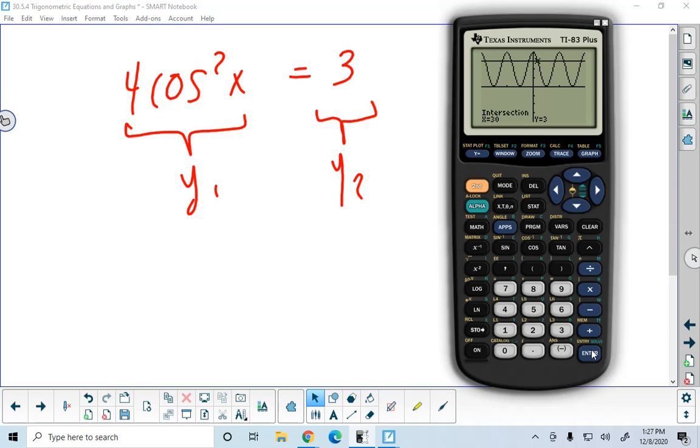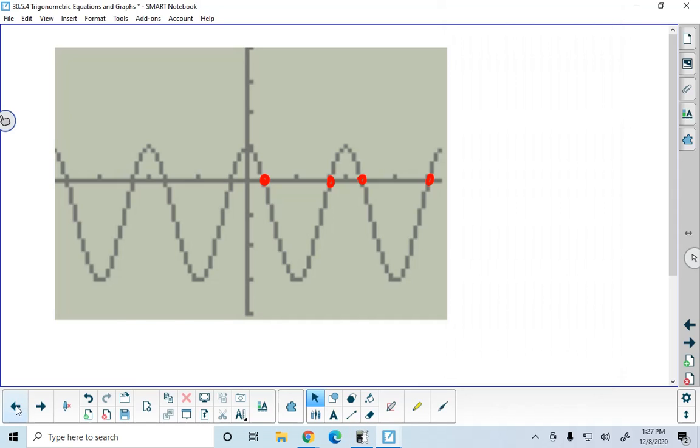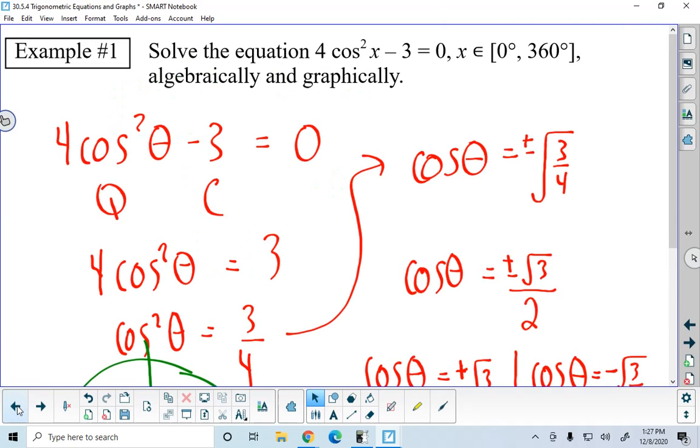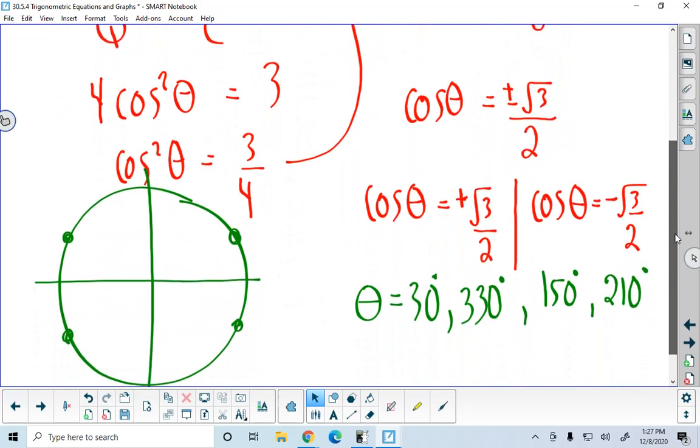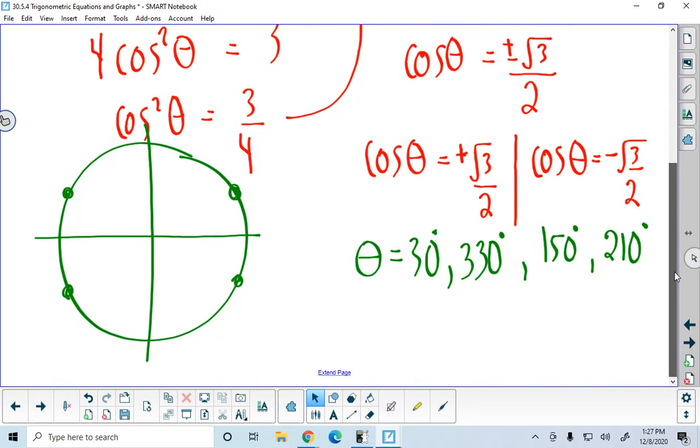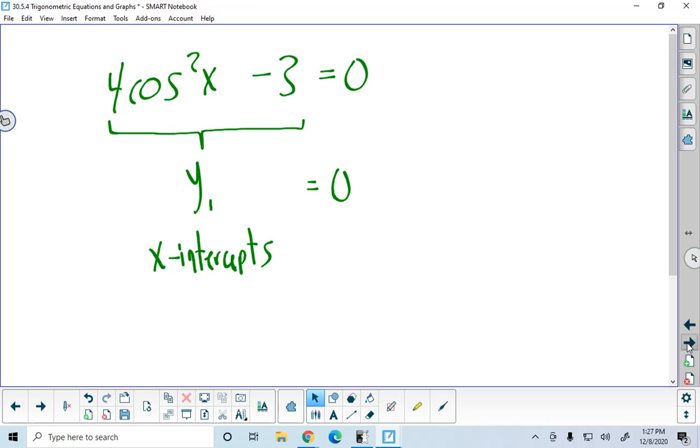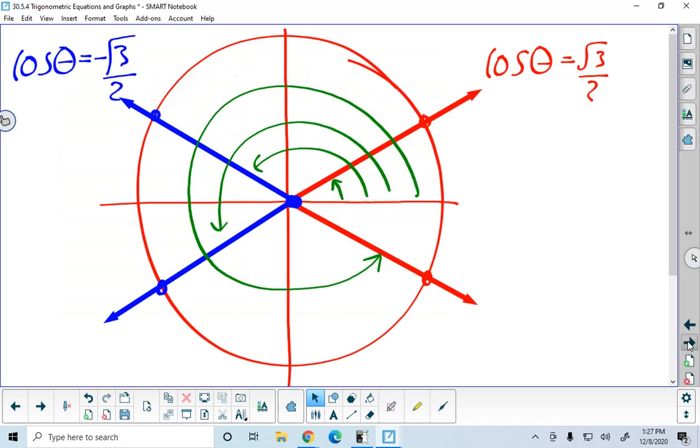So, does anybody have any questions on either the algebraic approach to solving this equation or the graphical approach? This is certainly one that I would hope you could solve algebraically. Now, let's take a look at the next question. The next question says solve this equation.